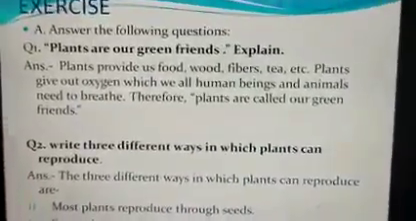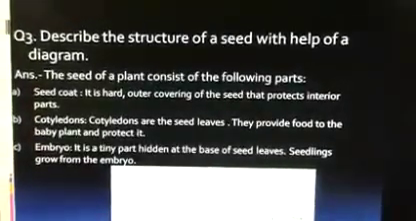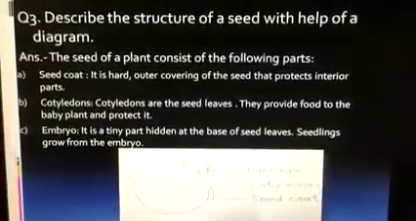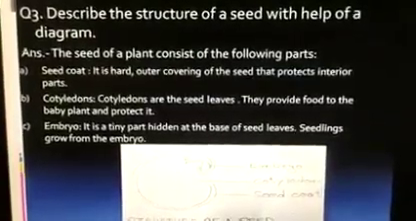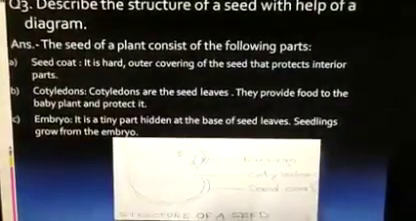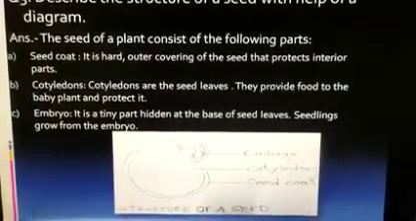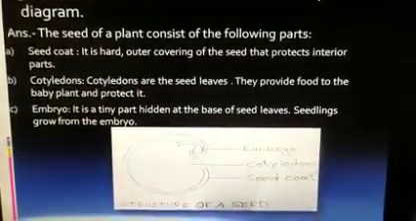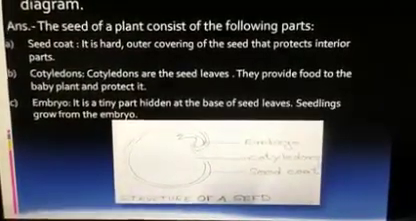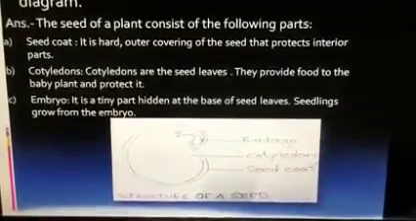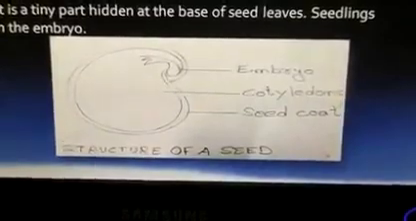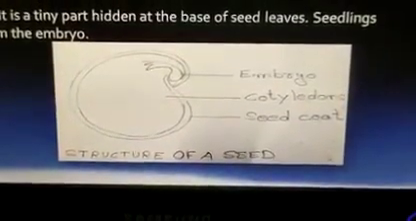Now move to question number 3. Describe the structure of a seed with the help of a diagram. The seed of a plant consists of the following parts. A. Seed coat. It is the hard outer covering of the seed that protects the interior parts of the seed. Cotyledons are the seed leaves. They provide food to the baby plant and protect it. And embryo. It is a tiny part hidden at the base of the seed leaves. Seedling grows from the embryo. You have to draw this diagram, structure of seed, in your copy.